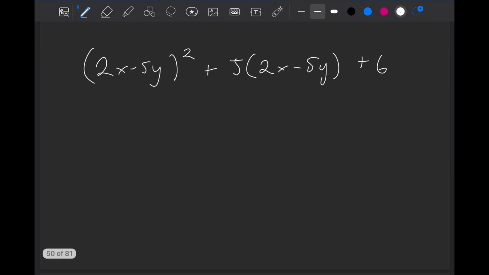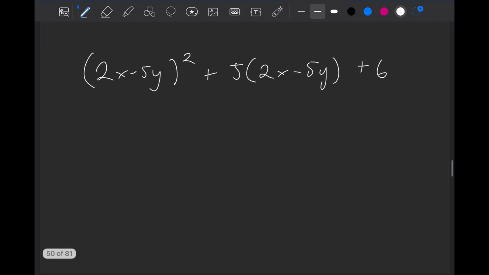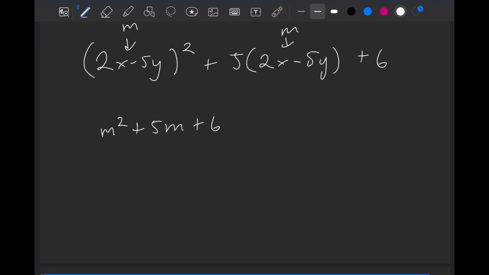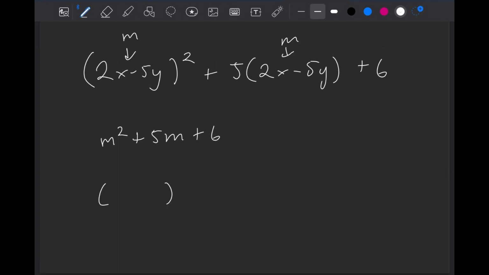For this one, I'm going to say 2x minus 5y is equal to m. I'm just going to replace that to make it simple. From there, it's just m squared plus 5m plus 6, which is pretty simple to factor because we can just make two brackets, with m in each, and find two numbers that multiply to get plus 6 and add to get the middle term, 5.